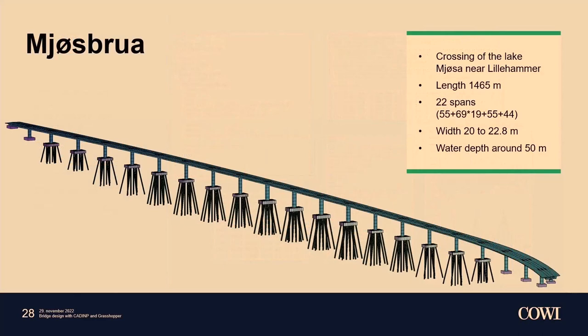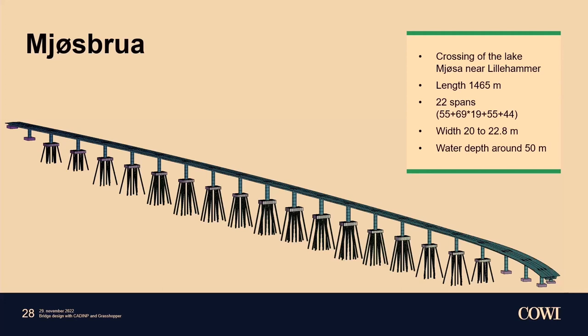The final project that I want to talk a little bit about is Hommelvikbrua. We're looking into the new regulatory plan between Moelv and Rotary. And within that one we need to cross Mjösa. So it's a lake near Lillehammer. This is one of the alternatives that is currently under consideration, with a length of 1,465 meters, 22 spans, and a varying width between 20 and 22.8 meters.